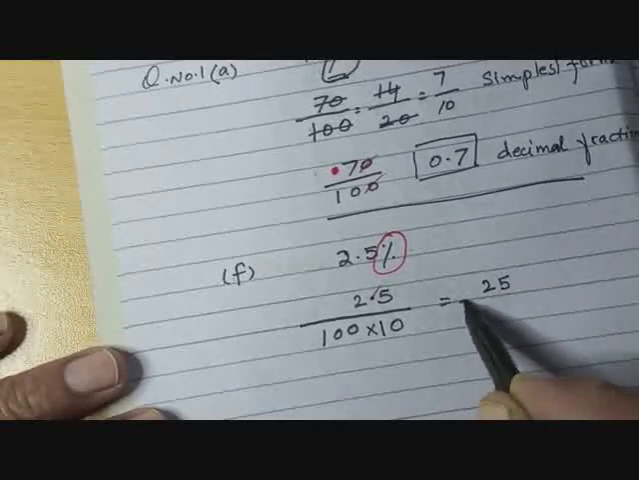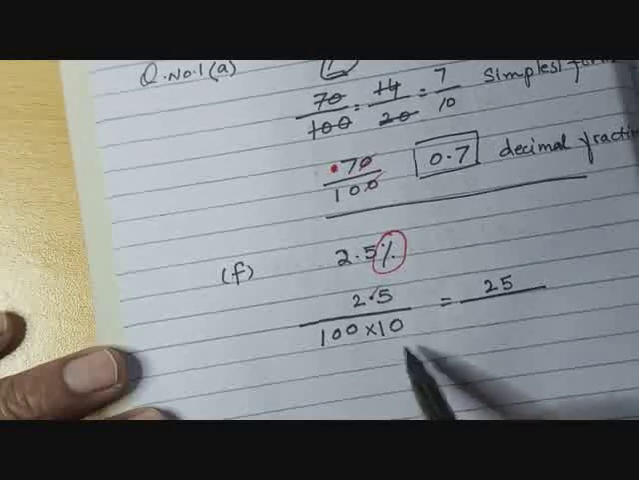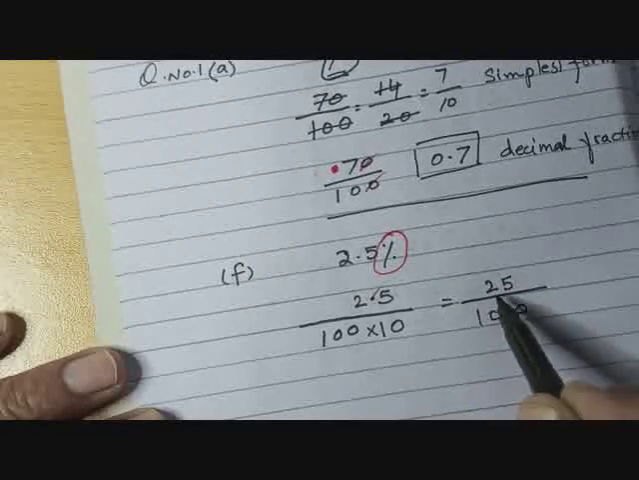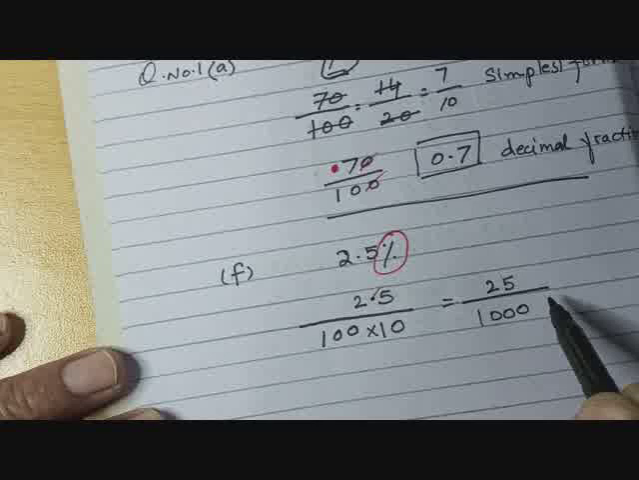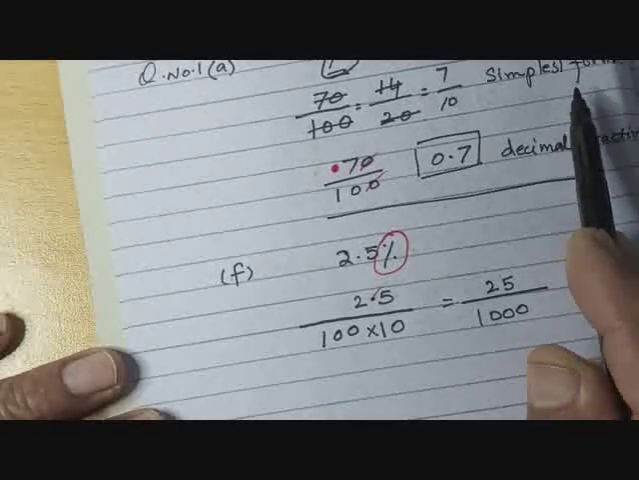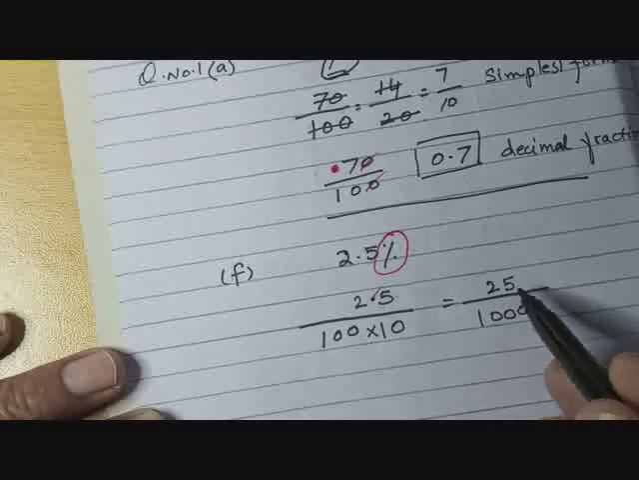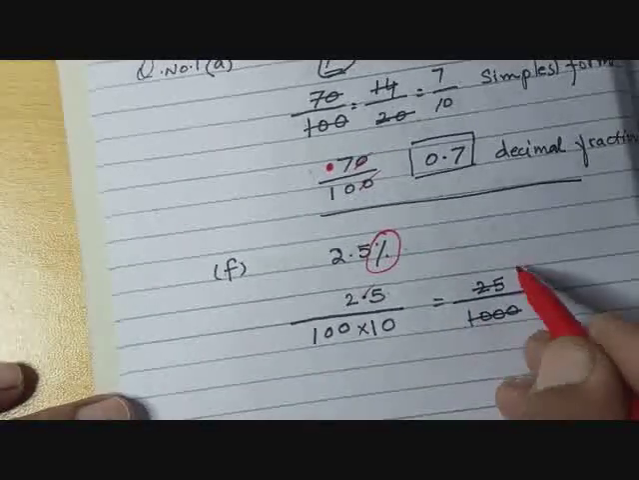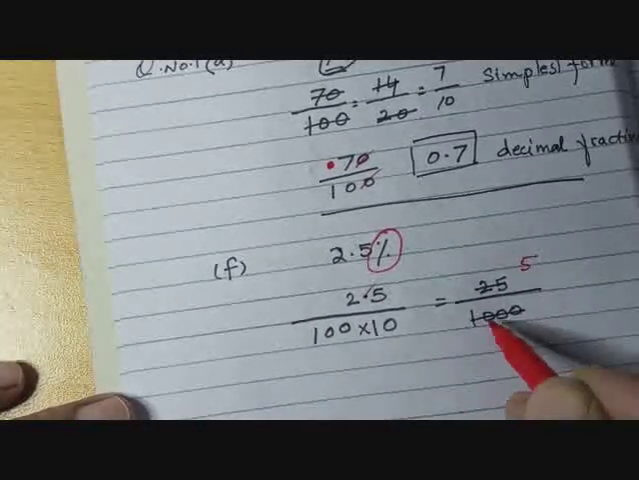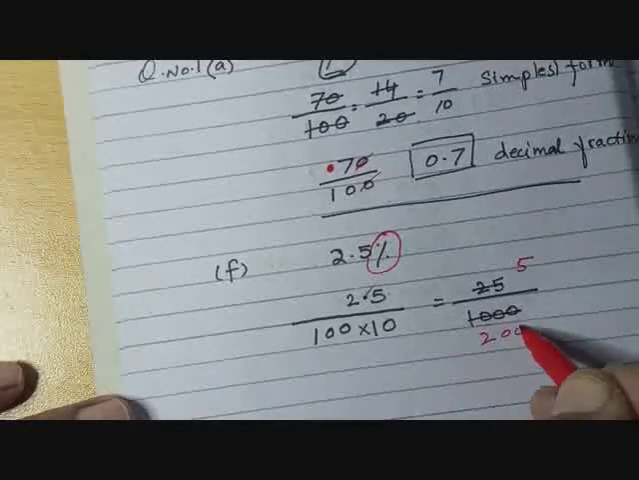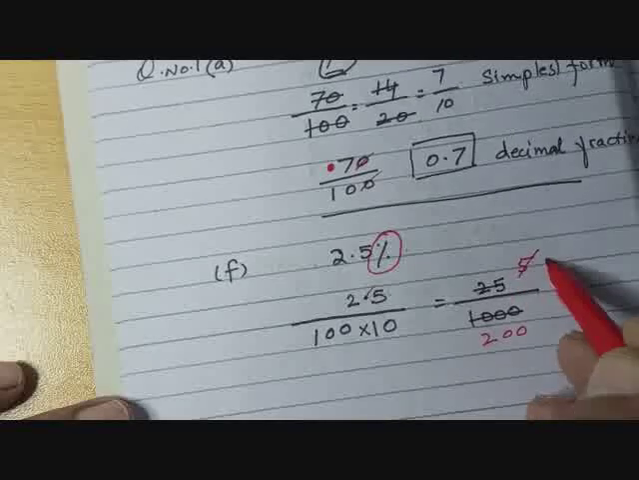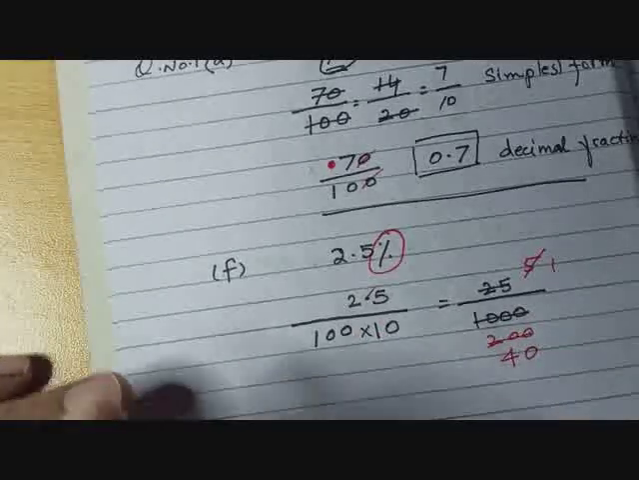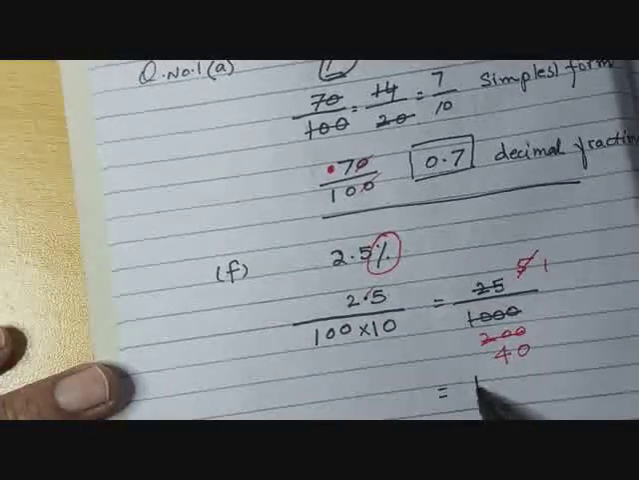Now this is 25 and 100 multiplied by 10 will become 1000. So you see, we have to bring it into the simplest fraction, the simplest form. It is divisible by 5. So what we do is, 5 times 5 is 25, 5 twos are 10, and 5 zeros are 50. Again, 5 ones are 5, 5 fours are 20, and 0. So the simplest form has now become 1 upon 40.